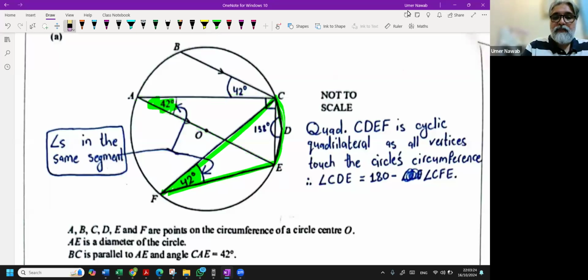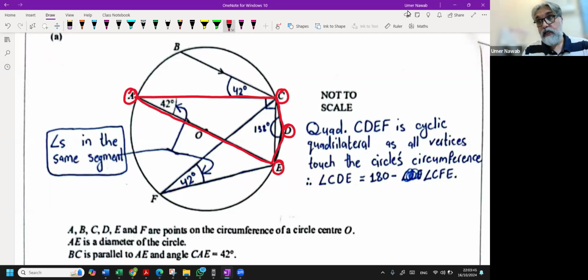Another property, I can see there is a cyclic quadrilateral. Why cyclic quadrilateral? Look at the point A, point C, point D, and point E. All of them are on the circumference, and when you join them together, you get a cyclic quadrilateral. So it's a cyclic quadrilateral. If this angle is 42, the opposite angle is 180 minus 42, which will give you 138.